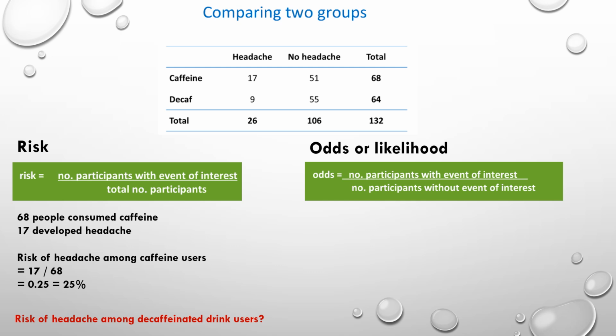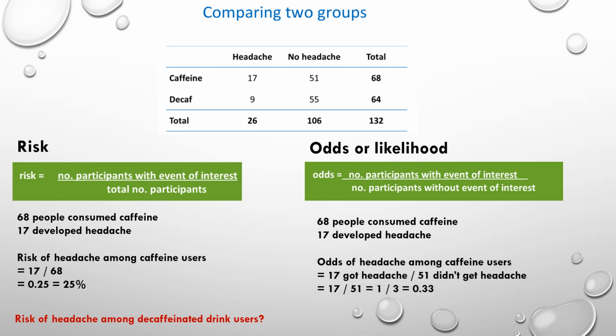In this case, 17 got headache among caffeine users, 51 didn't get headache among caffeine users. So 68 people consumed caffeine, 17 developed headache. So the odds of headache among caffeine users will be 17 who got headache divided by 51 who didn't get headache. 17 divided by 51 will be 1 out of 3. That is 0.33. The odds of headache among caffeine users is 0.33.